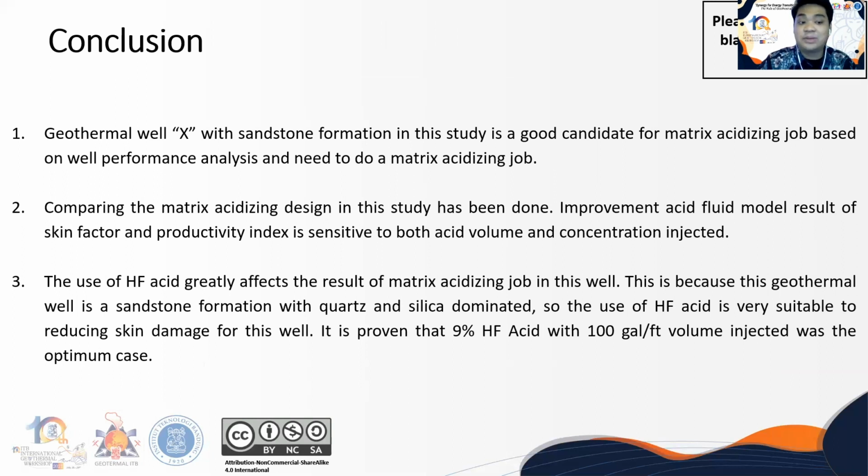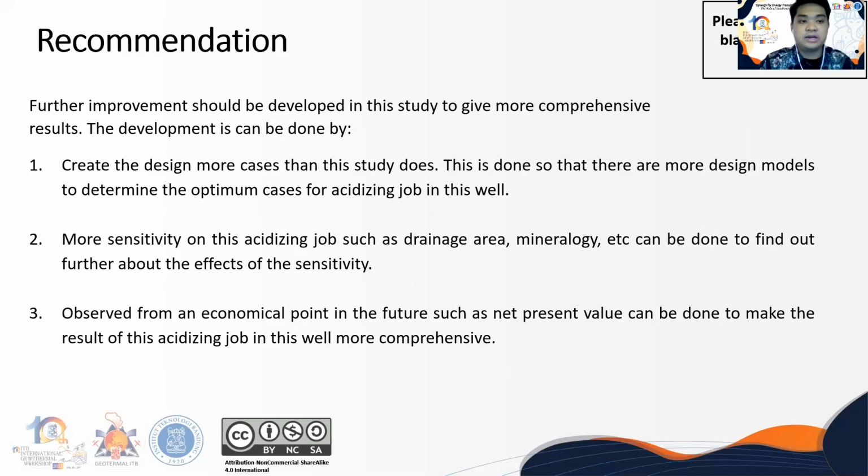This is because this geothermal well is a sandstone formation dominated by quartz and silica. So the use of HF acid is very suitable for reducing skin damage in this well. It is proven that 9% HF acid with 100 gallon per feet volume was the optimum case. And further improvement should be developed in the study to give a more comprehensive result.